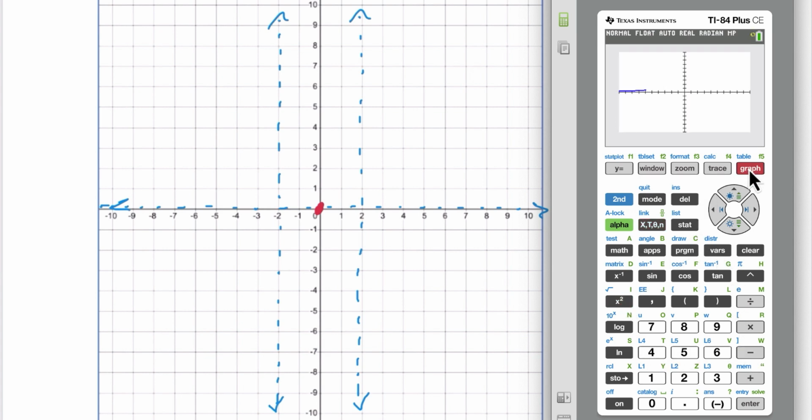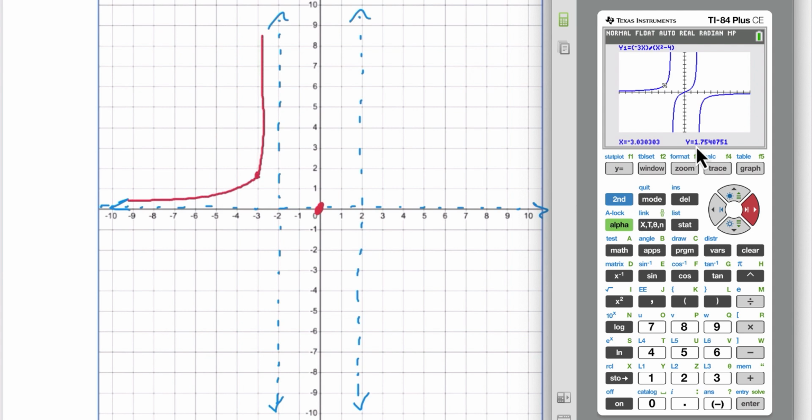And we'll go to the graph, and from here I'm going to use the trace feature to get some additional points. We'll start on the left and just get an additional point. That's roughly -3, 1.75. We use that to get a point to plot.